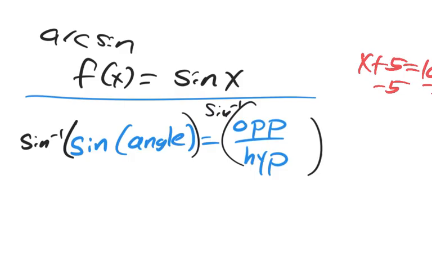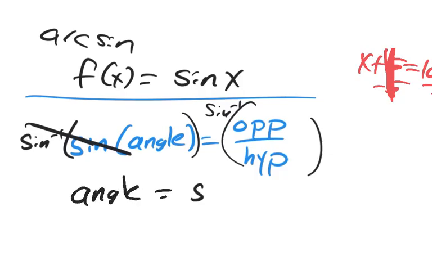So, what is the inverse sine of sine? Well, what happens when you add 5 and subtract 5? They cancel. What happens if you're multiplying by 2 and you divide it by 2? It cancels. What happens if you take the inverse sine of sine? Most of the time, we'll just say it cancels out. Okay, so the inverse sine of sine cancels out. And I'm left with the angle equals the inverse sine of the opposite over the hypotenuse.